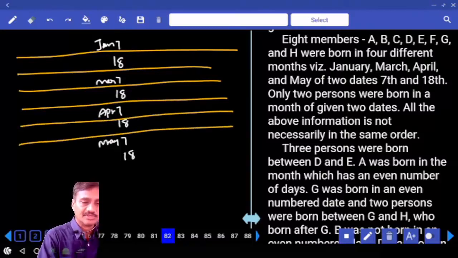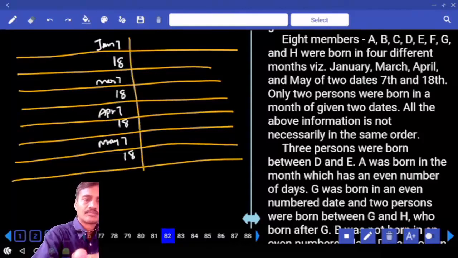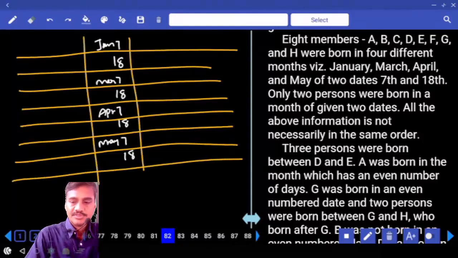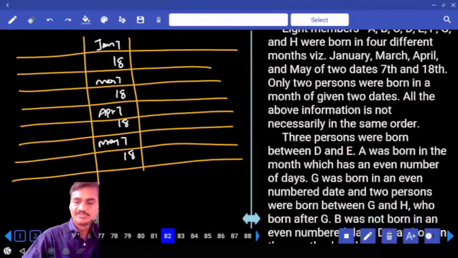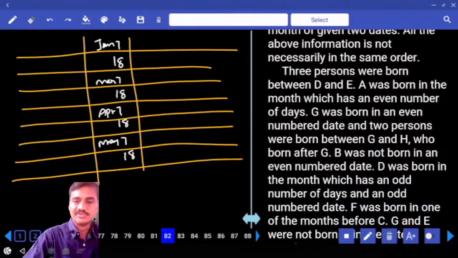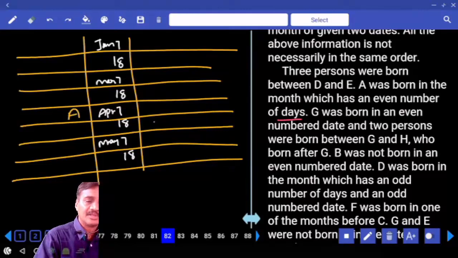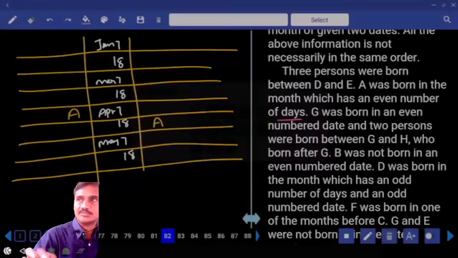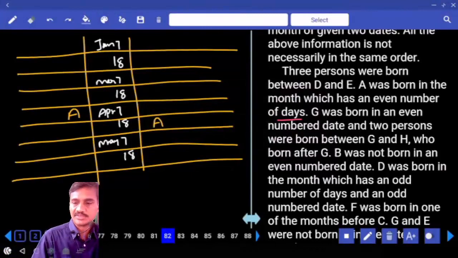Then coming to condition number 1. Three persons between D and E. A was born in the month which has even number days. Where should A be? Either 7th of April or April 18th. The remaining 3 months have 31 days, but this month is having only 30 days.